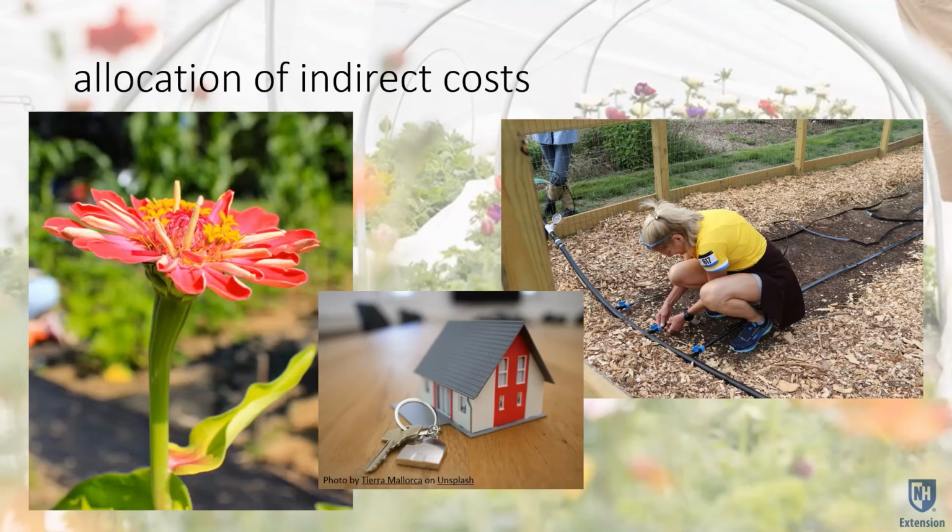So how do we allocate all of those indirect costs, right? How do I know how much insurance goes into a zinnia? How do I know how much irrigation goes into a zinnia? And then is it the same for a sweet pea? Is it appropriate to put the same amount into every single stem we grow, or do some stems realistically need to have a higher amount of those indirect costs associated with them?